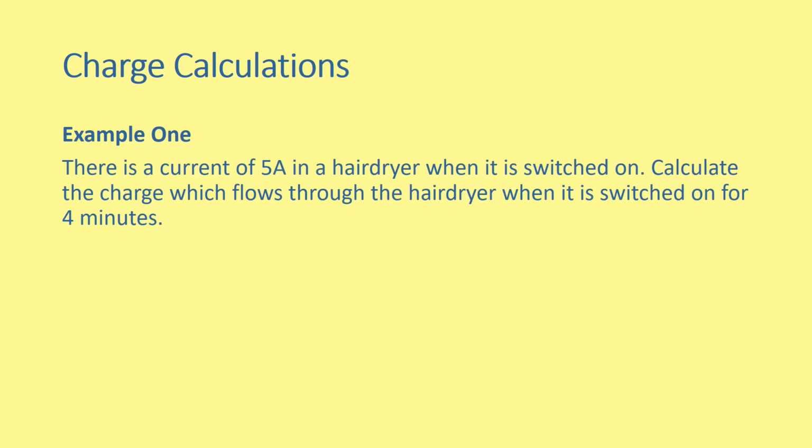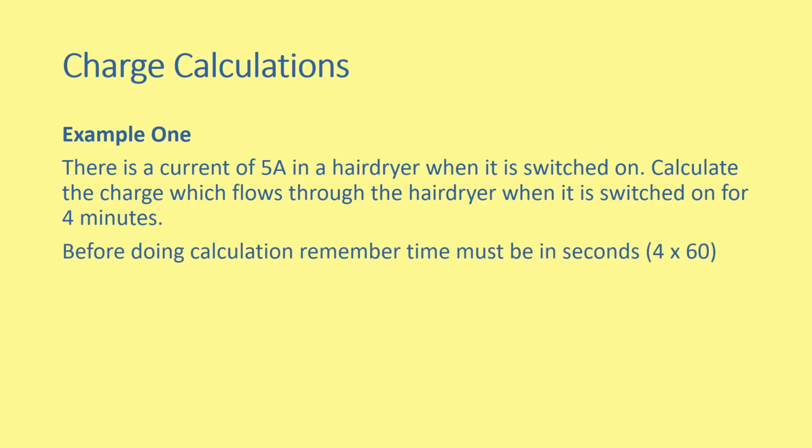Example 1. There is a current of 5 amperes in a hairdryer when it is switched on. Calculate the charge which flows through the hairdryer when it is switched on for 4 minutes. Before doing the calculation, you must remember that time has to be in seconds. So 4 minutes is 4 times 60 seconds. The equation is Q is equal to IT, as written on the relationship sheet. Substituting in the values, Q is equal to 5 times 240, giving you a value of 1200 coulombs.